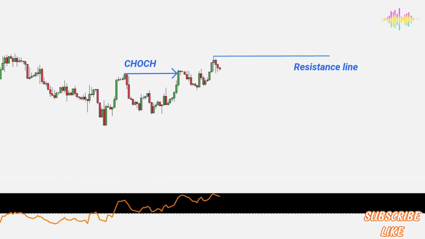Therefore, if we think that the general trend in the market has reversed, it is in our best interest to wait for confirmation by drawing another intermediate resistance line after the CHOCH action.